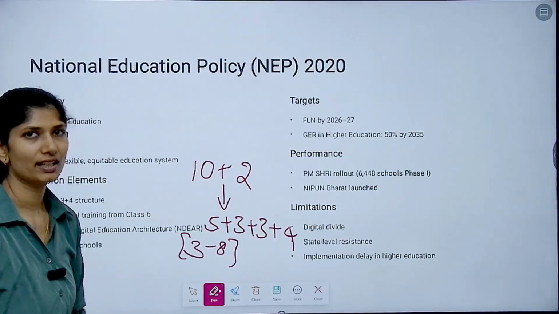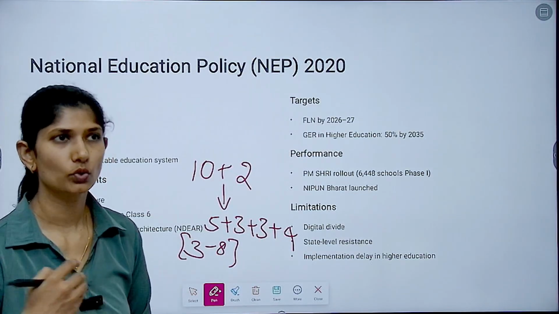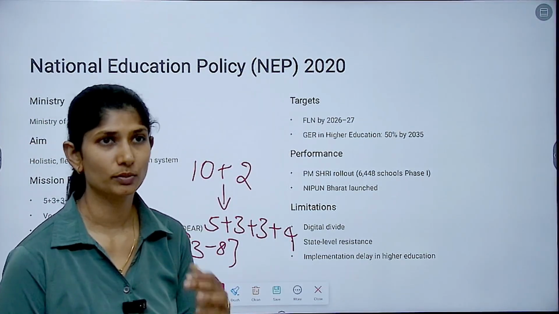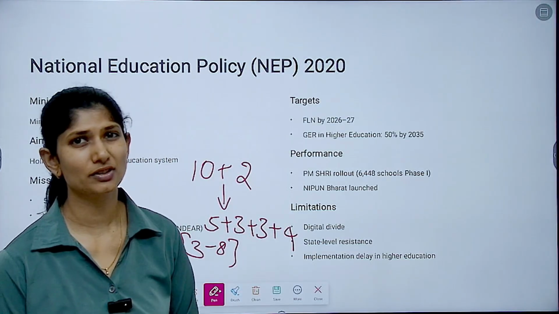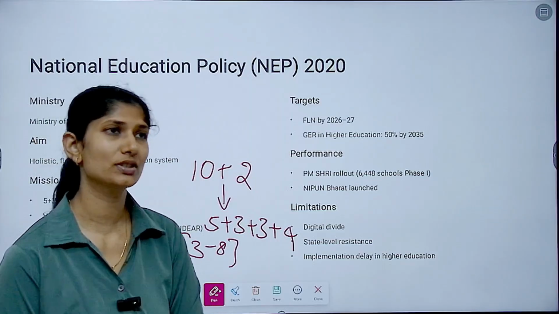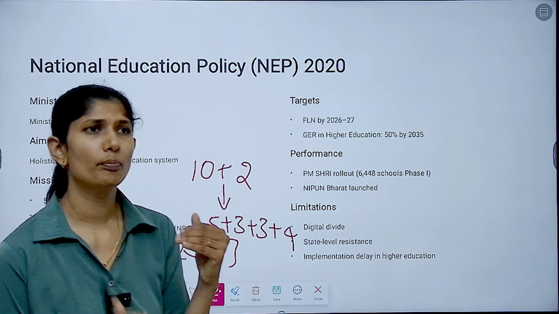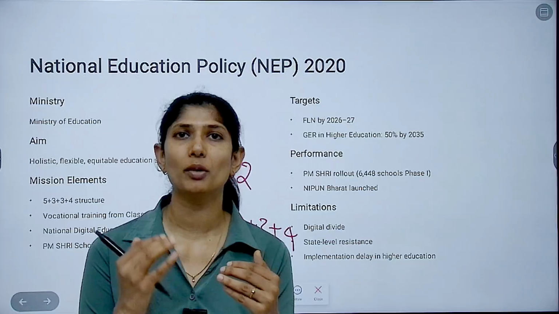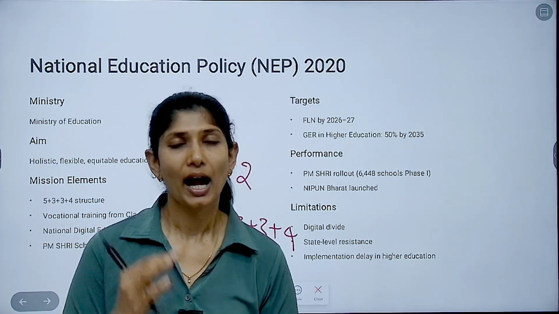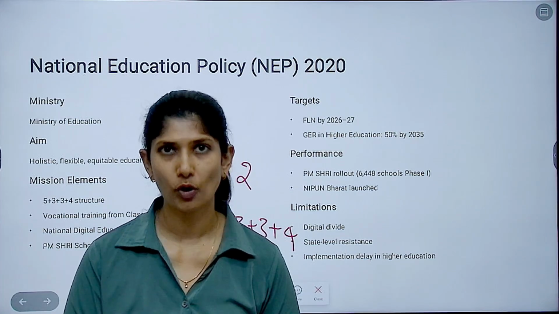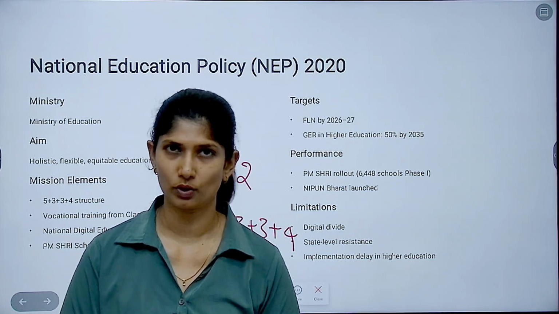Again, where is the issue? Digital divide, rural areas, and also urban rural divide. One more issue is it has state level resistance, because one of the prime reasons for state level resistance is that children will be taught up until class 5 in mother tongue, and after that the three language formula policy implementation, that is one of the issues.